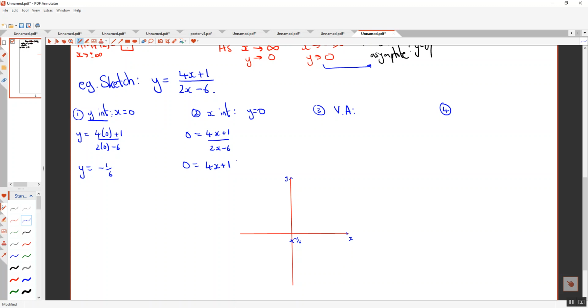Darius, you good with this? So what does x equal? So x equals negative 1/4, so it's going to go through negative 1/4. Okay, so it has to go through these 2 points. Now you need to work out your asymptotes.